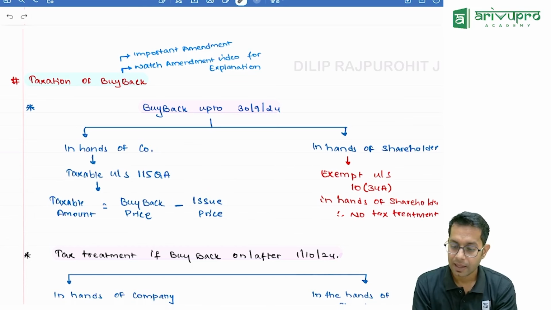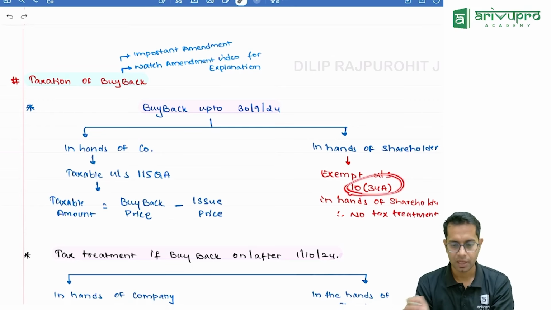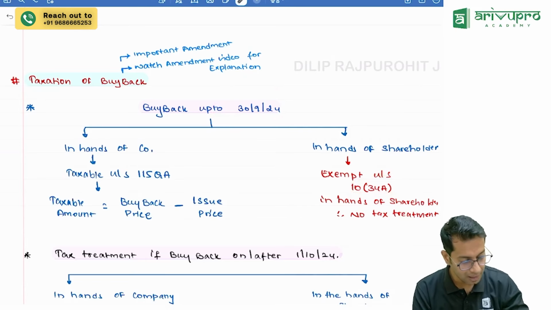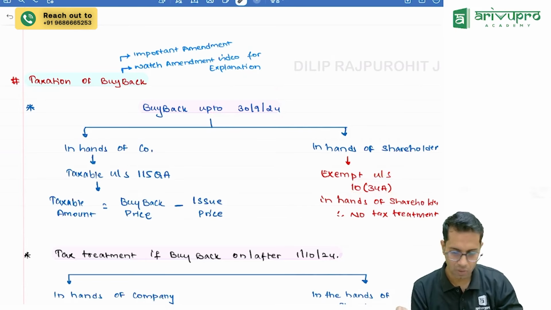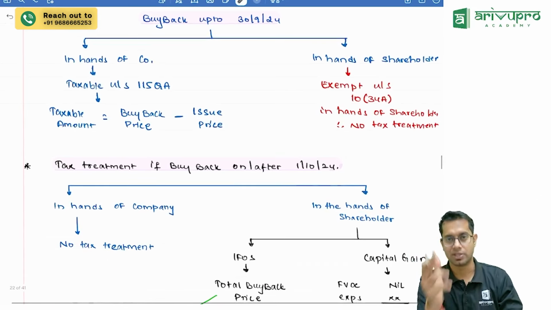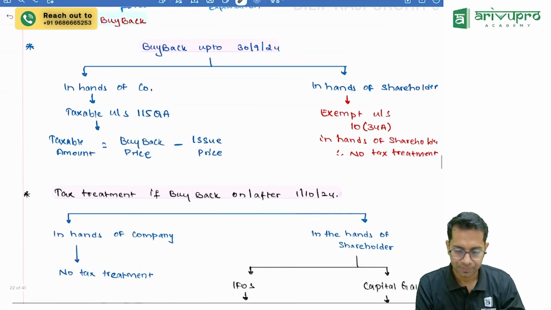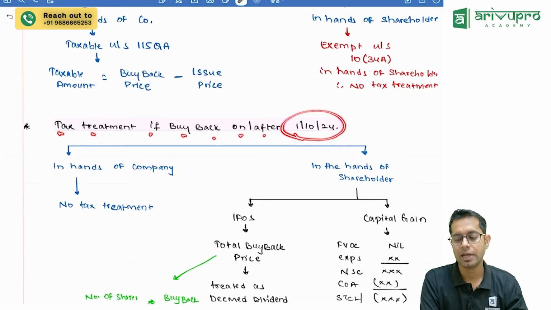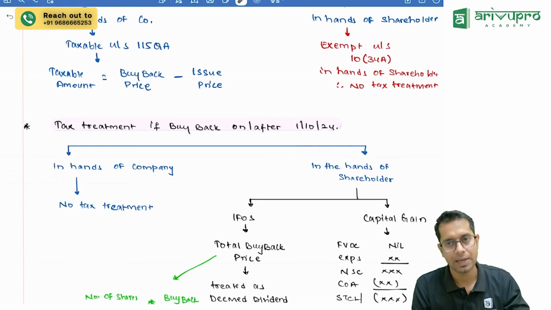But in case of shareholders, it was exempt. If the buyback is happening before 30th of September, it was exempt in the hands of shareholder. However, now they have changed. They have done the opposite. Tax treatment if buyback is on or after 1st of October 2024.